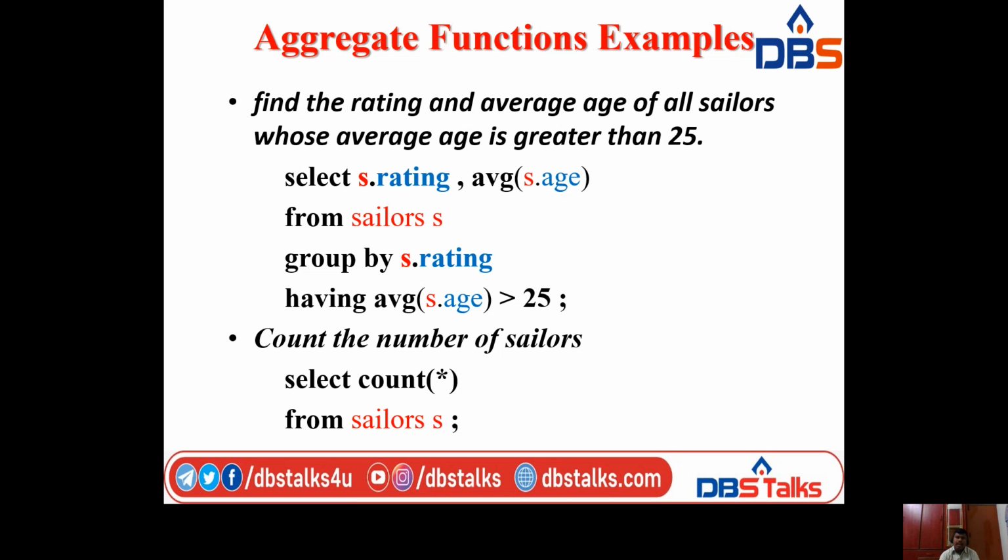Find the rating and average age of all sailors whose average age is greater than 25. Now here we are taking S dot rating, and we are displaying the average age also. Now group by S dot rating having average S dot age. Here this is also another clause we are adding, having. Already we discussed the where clause.